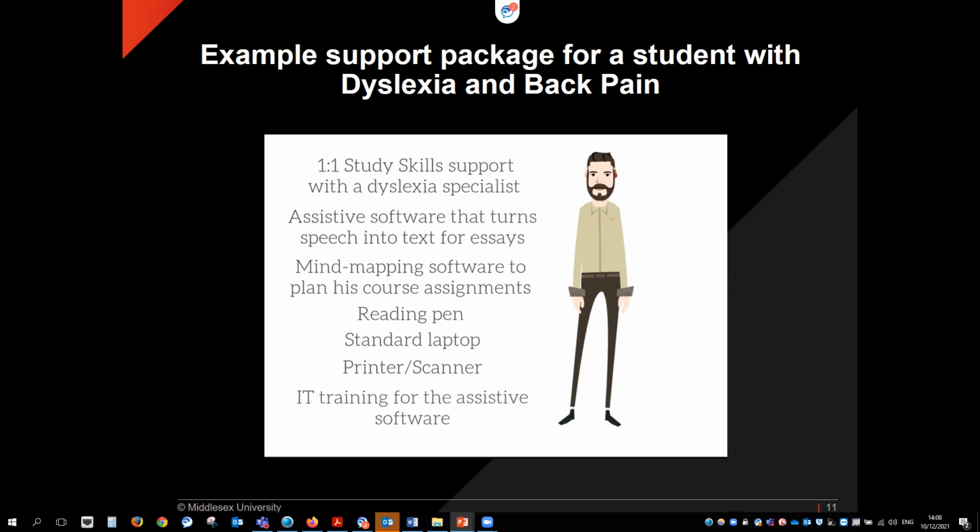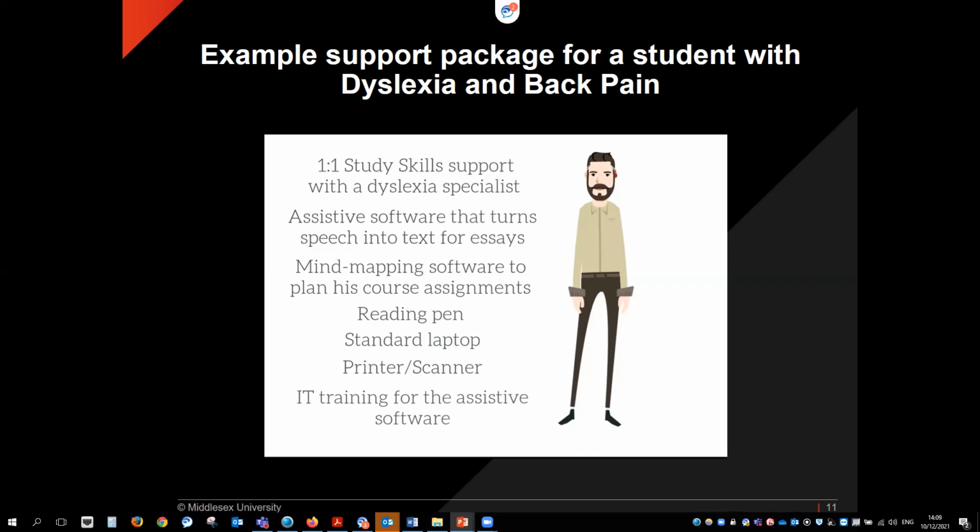Then the student would be eligible for mind mapping software to plan the course assignments. They would be eligible for a reading pen, obviously, if the course requires it. And a reading pen is a piece of equipment that scans text and then reads the text to the student through earphones, and can be very useful for students who are on placements. For example, nurses on the ward, they don't have access to other software or computers and they have to deal with patients' notes. They can use the pen to scan the notes, and the pen would read these notes to them.